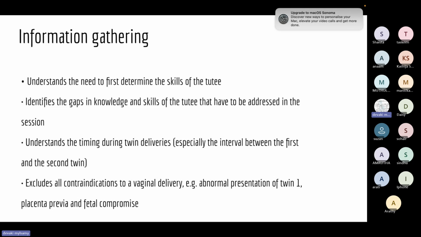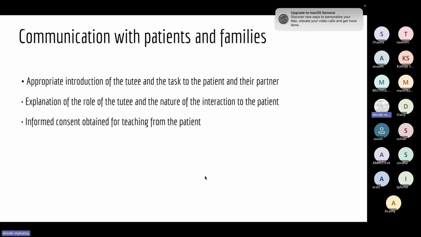In this task it will be communication with colleague; in SPTs, it will be the communication with patient domain. So checking background knowledge is very important. Then identify the gap in knowledge and skills of the trainee, and correct them, addressed in the session. Timing interval between first and second twin, you had mentioned. Exclude all contraindications to vaginal delivery, you mentioned all those things. So basically this is information gathering in this case.